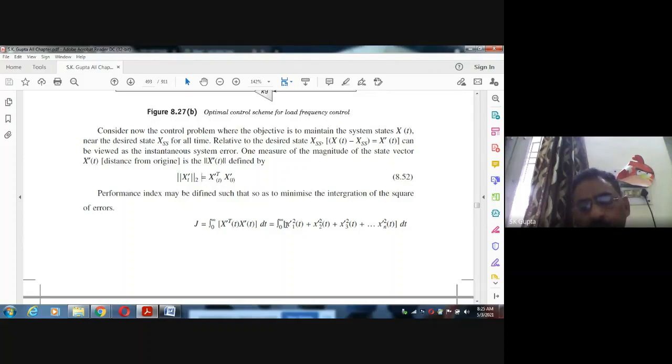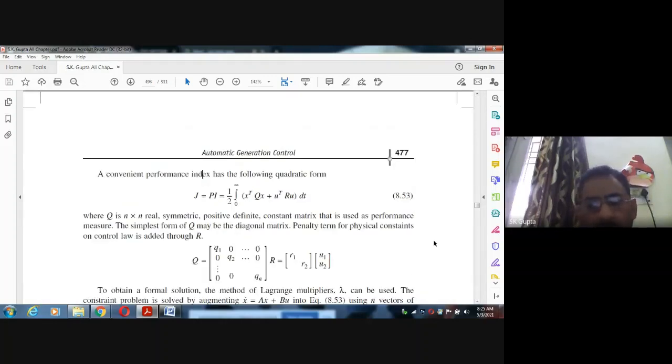Then we can say Q1, Q2, Q3, up to Qn, where Q1 can be the weightage for x1, Q2 the weightage for x2, and so on. Q3 can be say 100, it can be only 2, it can be 50, it can be 10, depending upon that there can be a different weightage for each system state. Finally it can be written like this, x transpose Qx, where Q is the weightage. What is the size of this?